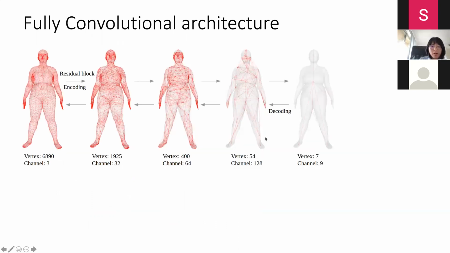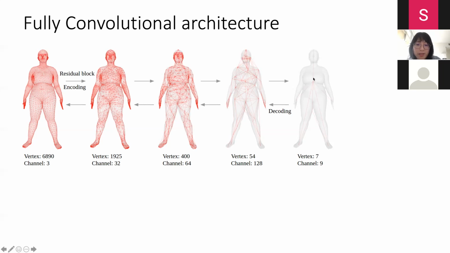Okay, now we have all our operations. With those operation layers, we can design our fully convolutional architecture. So in this graph, I showed an autoencoder on a 3D human mesh. And in this autoencoder, we have 4 layers of encoder to encode the original mesh with roughly 7,000 vertices to just 7 vertices. And then have another 4 layers to decode it back to the original mesh.